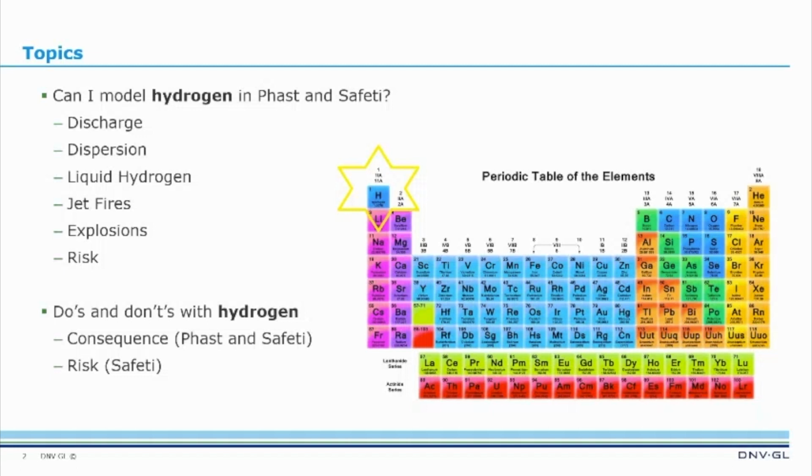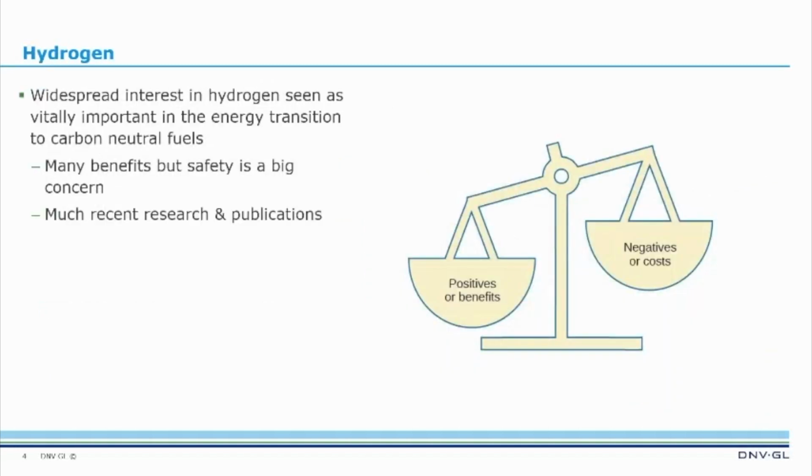So hydrogen occupies this very special place in the periodic table. It's in pole position. It's the lightest element. And it's of particular interest because it's seen as vitally important in the energy transition to carbon neutral fuels. And there are many benefits to society, but safety is a big concern. And as I already mentioned, there's a lot of recent published research.